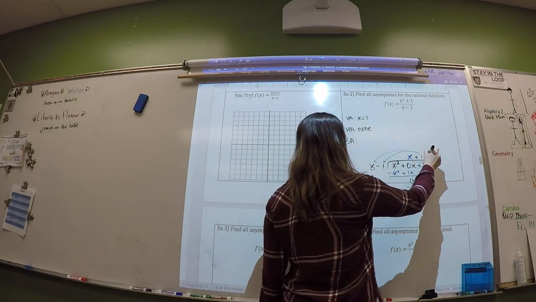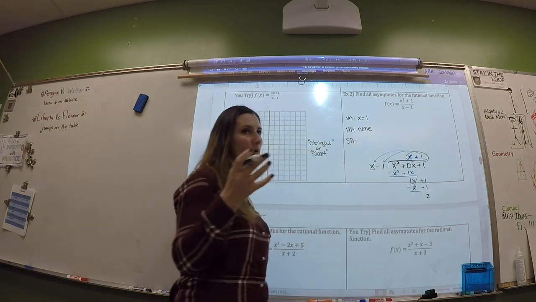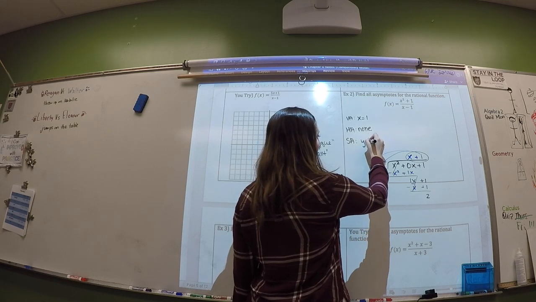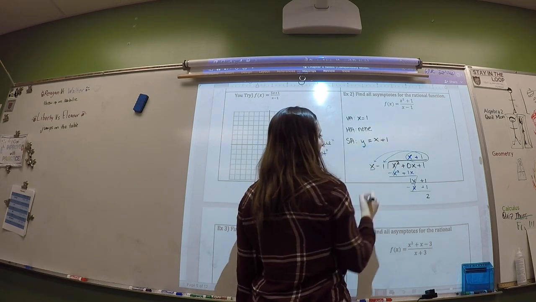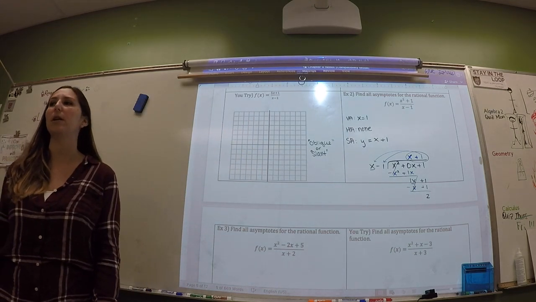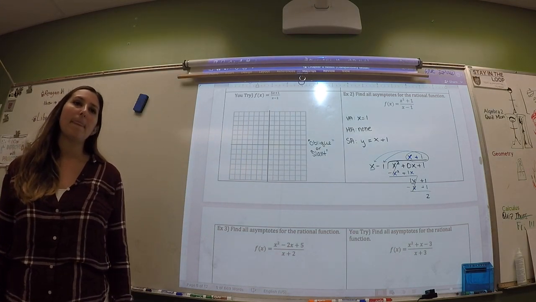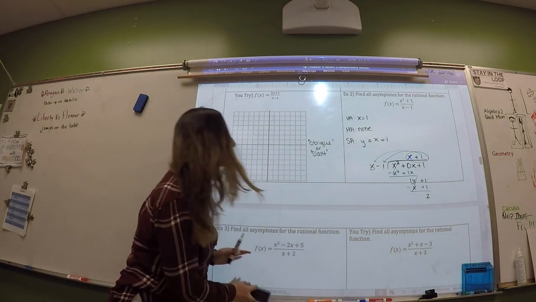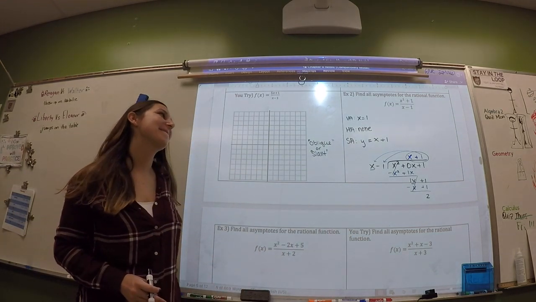Whatever you get up here, that is part of the equation of your slant asymptote. So your slant asymptote is going to be y equals x plus 1. And I'm going to show you quickly what that's going to look like over here. Why don't we just call it a diagonal asymptote? I don't know, I didn't name it. I mean, it makes sense though, right?